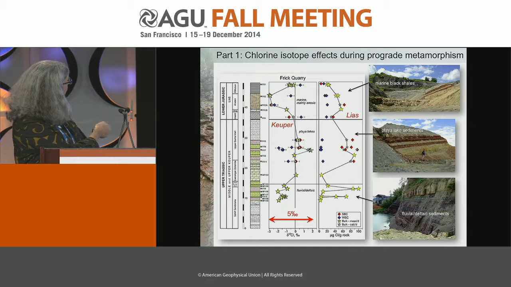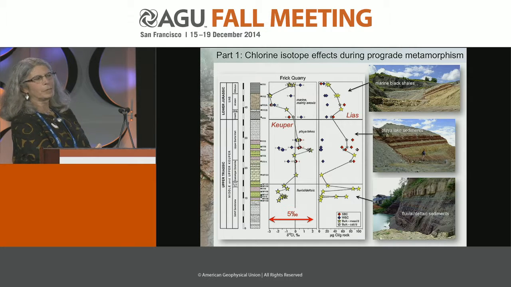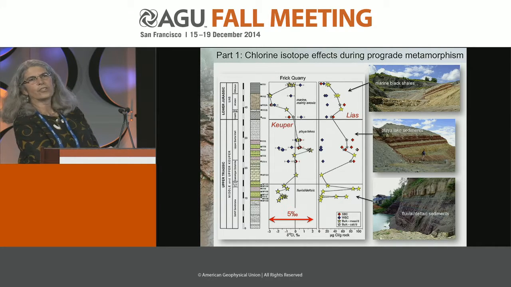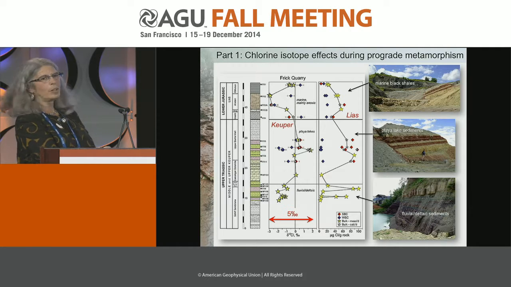All right, and what I've shown here is the stratigraphic column, and then the chlorine isotope composition of rocks from different positions in these 2 sequences of rocks, the Liassic and the Keuper. And over on the right is the chlorine concentration in the different rocks. There are a lot of different symbols on here. Mostly I want you just to look at the stars. These are the bulk chlorine data for the samples. So here are the isotopic compositions.